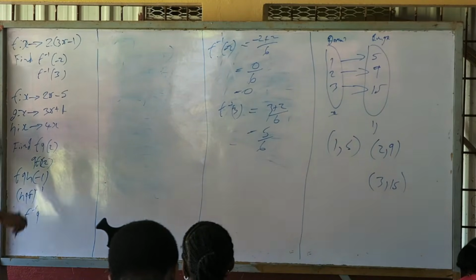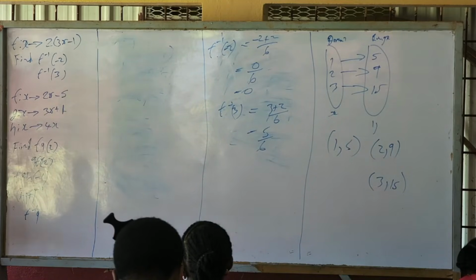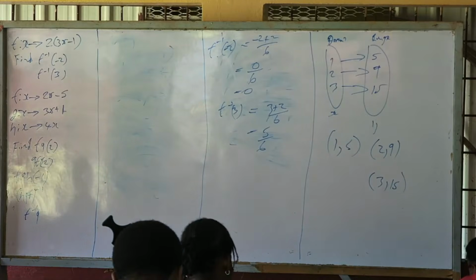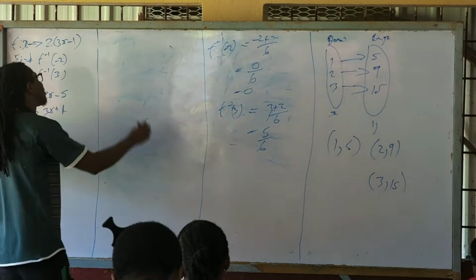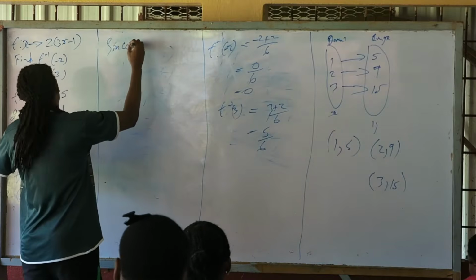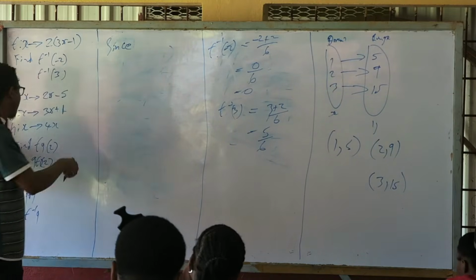So the first thing they ask us is to find f of g, which is a composite function. A composite function means that you start with your first function. What is my first function? What's my first function for f of g?